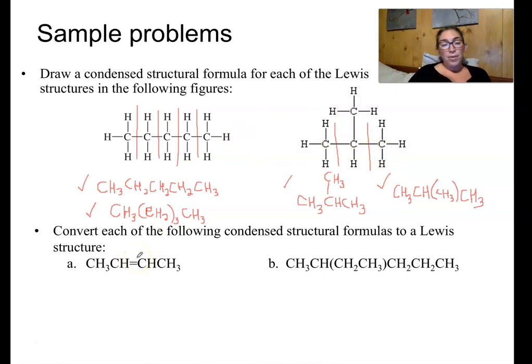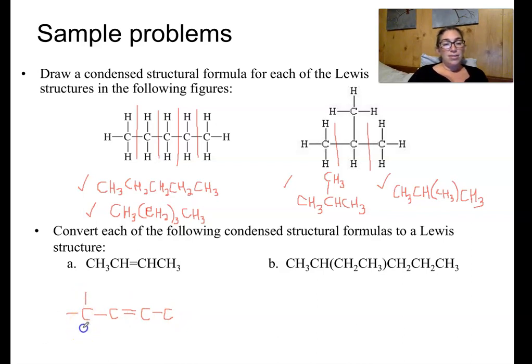In this bottom question, it asks us to go in reverse, to go from condensed structure to Lewis structure. All right, so I'm always going to start with that carbon backbone. In this, we've got 4 carbons attached to each other. So we've got carbon 1 connected to carbon 2, and then carbon 2 and 3 are connected by a double bond, and then this one, since there's no bond shown, I assume it's a single bond connected to that 4th carbon. And now I just have to draw in the hydrogens.